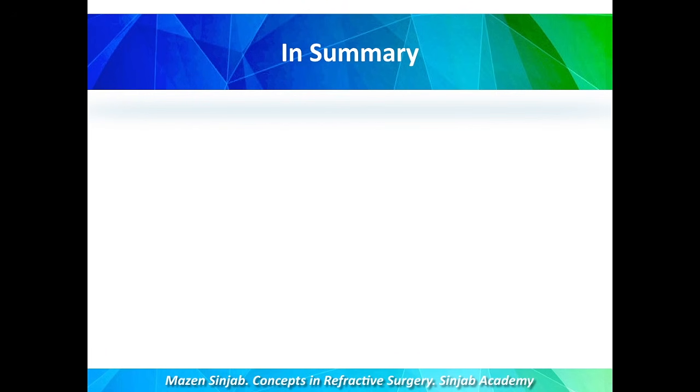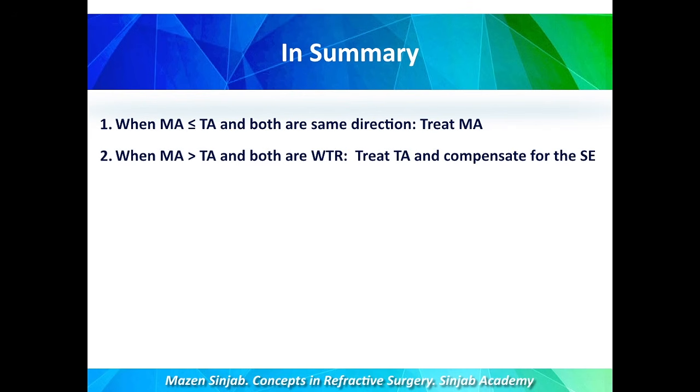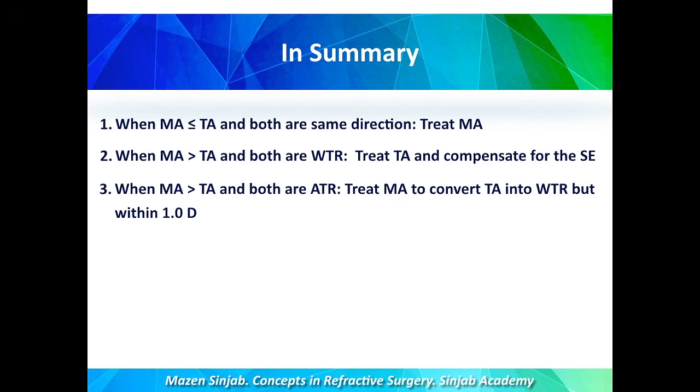So in summary, rule number 1, when manifest astigmatism is less than or equals to topographic astigmatism and both are same direction, treat manifest astigmatism. When manifest astigmatism is larger than the topographic astigmatism and both are with the rule, treat topographic astigmatism and compensate for the spherical equivalent. When the manifest astigmatism is larger than the topographic astigmatism and both are against the rule, treat manifest to convert topographic astigmatism into with the rule but within one diopter.